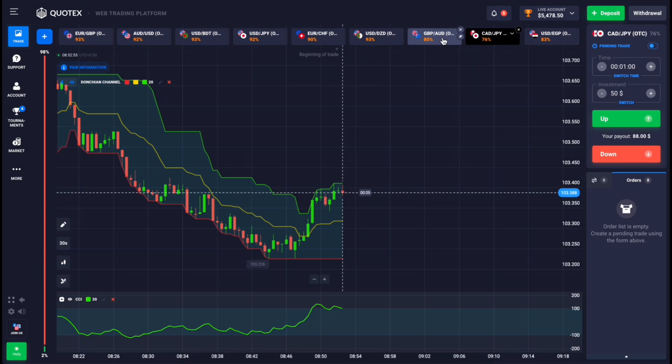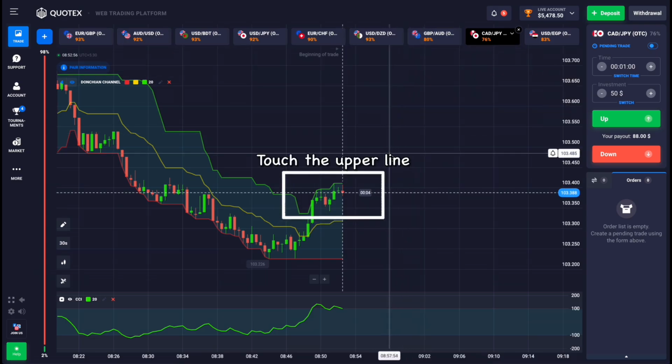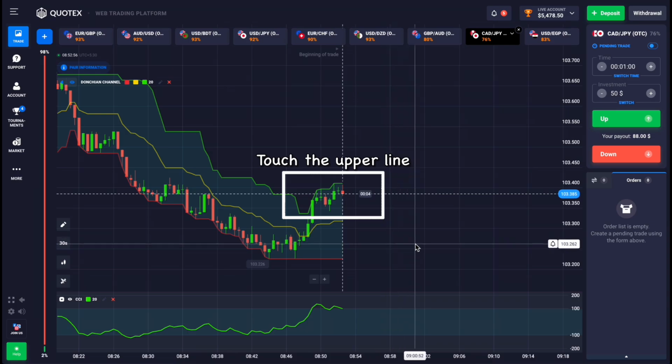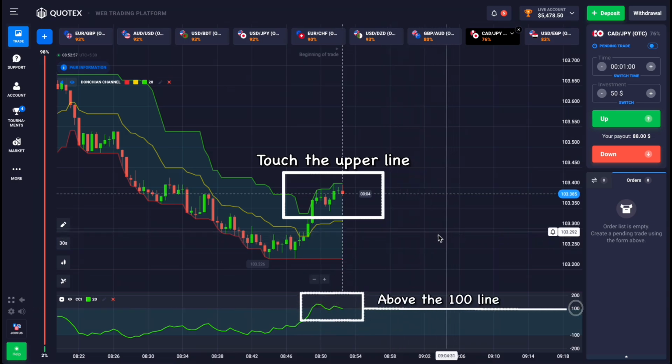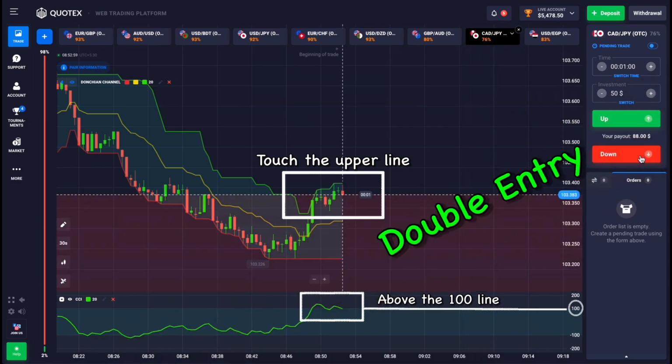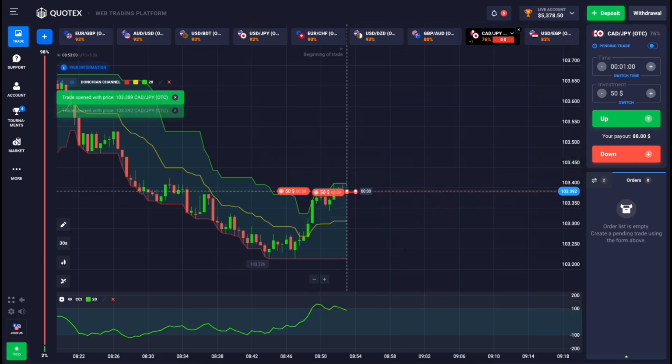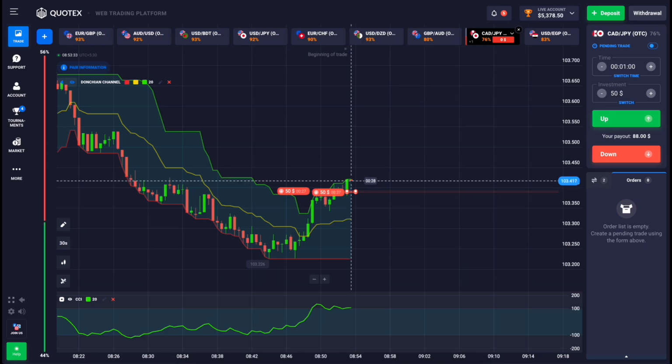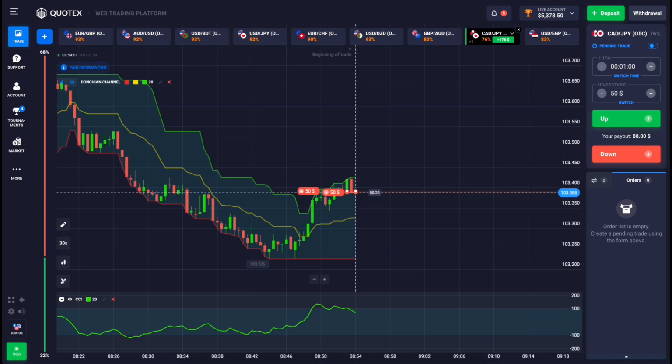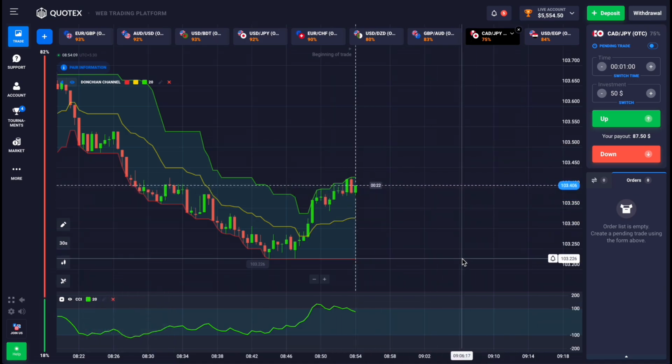You can see here, the market has touched the upper channel of the Donchian channel, and at the same time, the moving average line in the CCI indicator has come above the 100 line, meaning this can be a good entry. Therefore, we will place a double entry here. Our trade has won here, but the market can still go down, so we will place another entry here.